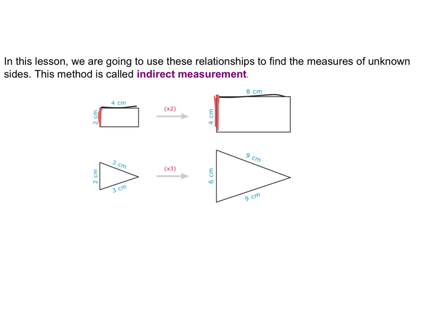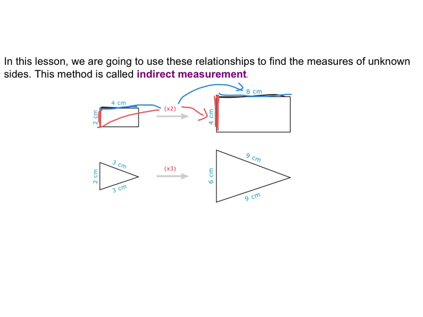And how we get there is we would take 2 times 2 to get 4. And that would hold true for all of the corresponding sides. So if we did this side of 4 to this side of 8, to get from 4 to 8, we would do 4 times 2 to get 8. And that's how we use indirect measurement to find these.